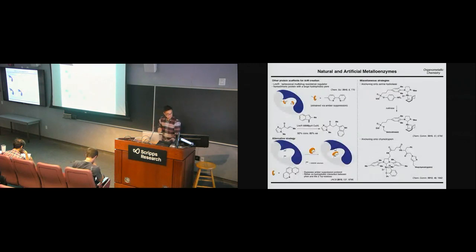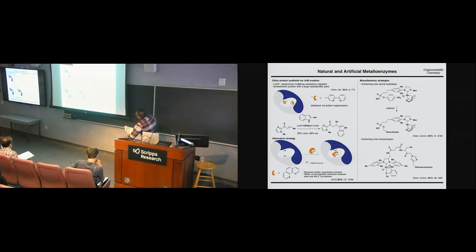Okay, moving on to different types of scaffold. Ward's group has had a lot of success in using a different protein scaffold for artificial metalloenzymes. In this case, his group employed a protein called LmrR, which stands for Lactococcal multidrug resistance regulator.